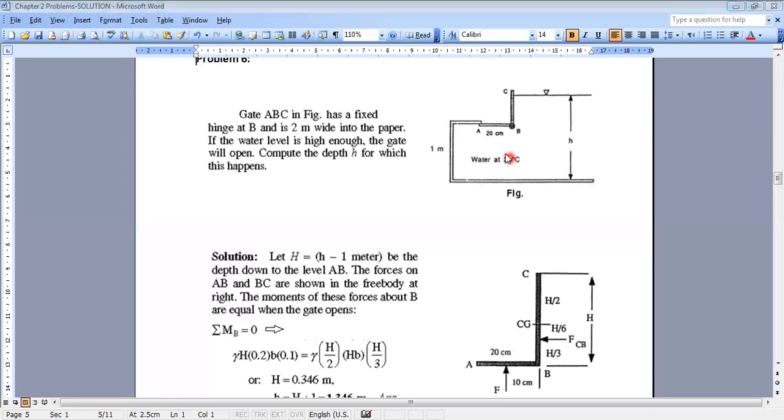So now let us consider the gate. We have part AB and a certain part of BC.